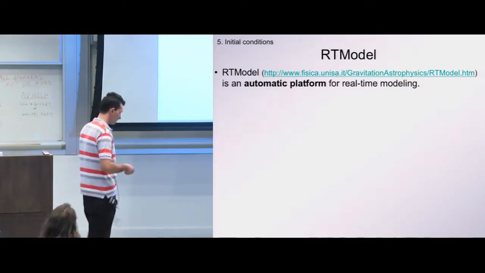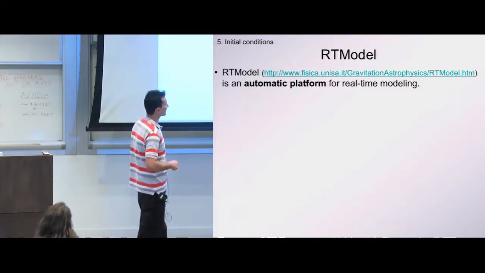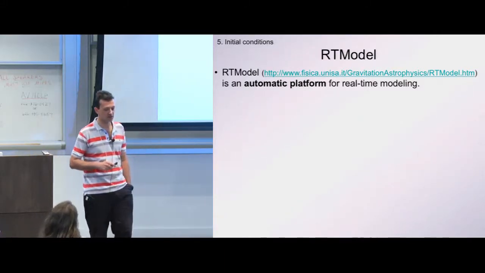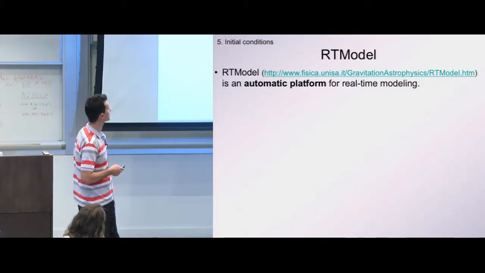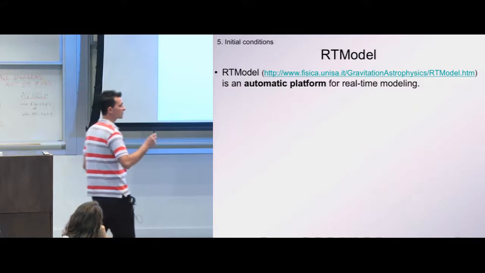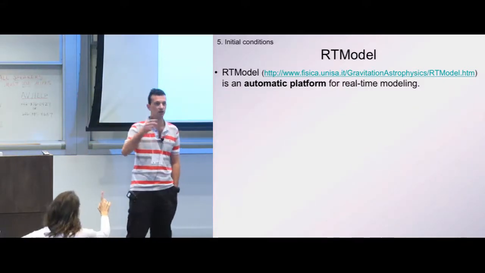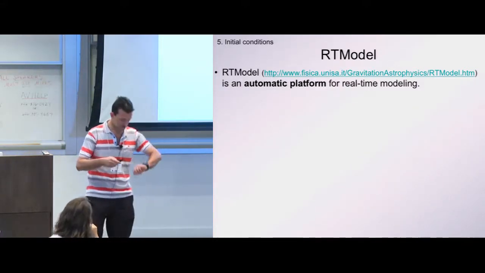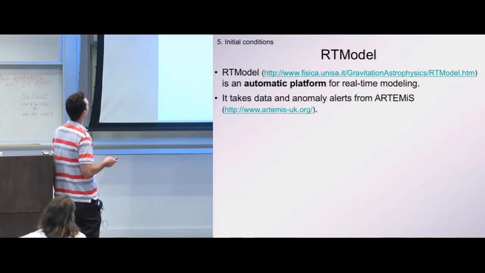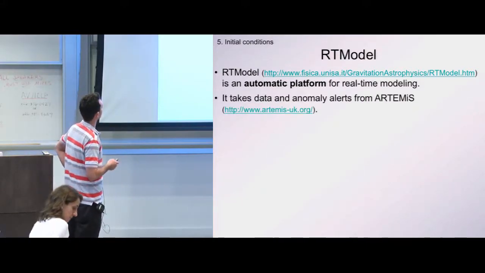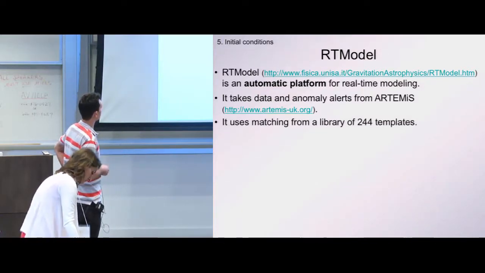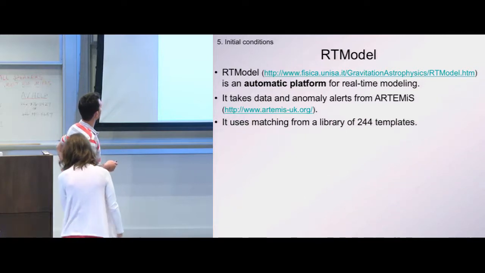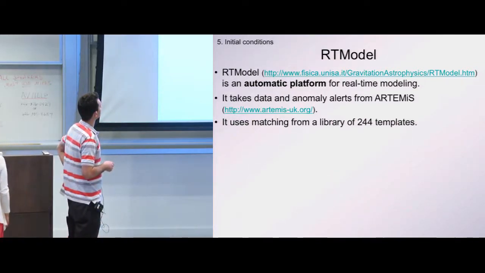This code works automatically every time new anomalous microlensing events are discovered, and you can check the web page, where the models are posted in real time every time they are calculated. Yes, this is the last slide. In the case of RTModel, the data are taken from Artemis, which is another platform for modeling, but only for single lens modeling. And RTModel uses matching from a library of 244 templates.